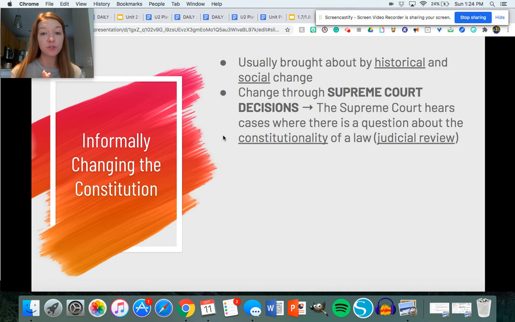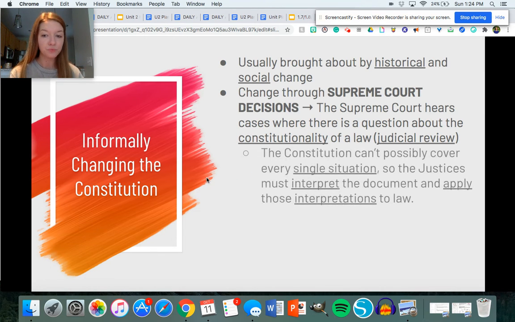I'm going to start with the Supreme Court because the Constitution can be changed through decisions that the Supreme Court makes. The Supreme Court hears cases where there is a question about the constitutionality of a law. Does it violate the Constitution or not? We call this judicial review.